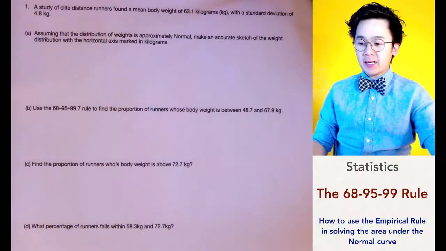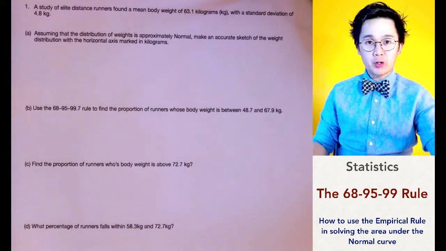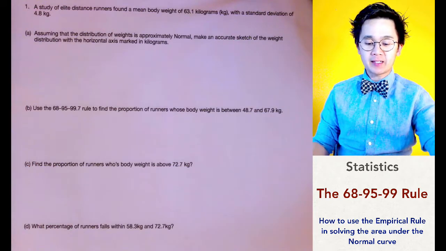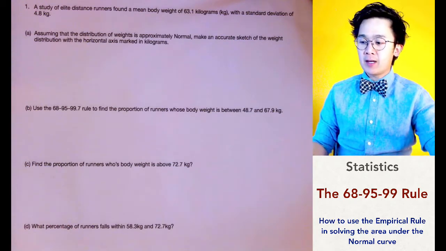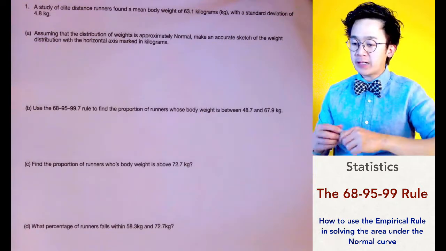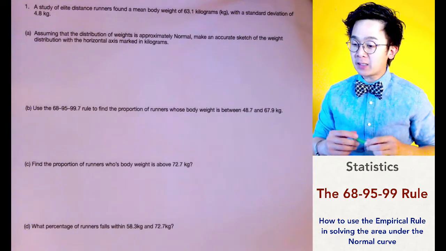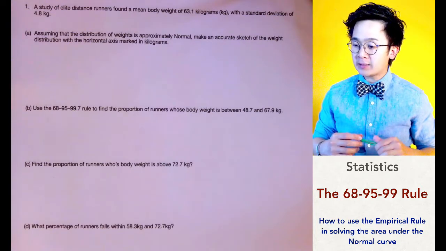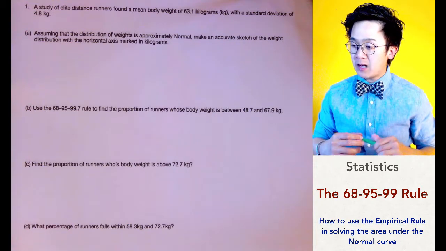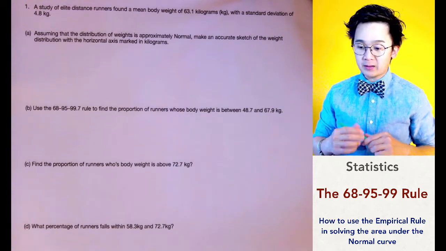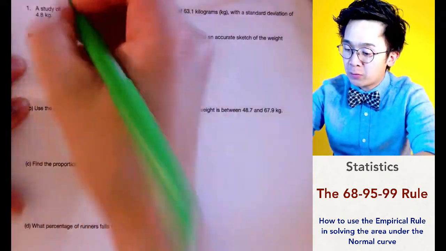Ngayon magsasagot naman tayo ng mga problems on normal distribution gamit yung empirical rule or yung 68, 95 at 99.7% rule. So yung una nating problem, meron daw tayo ditong dataset ng mga runners na merong mean body weight na 63.1 kilograms at may standard deviation na 4.8 kilograms. So ito yung ating normal distribution.